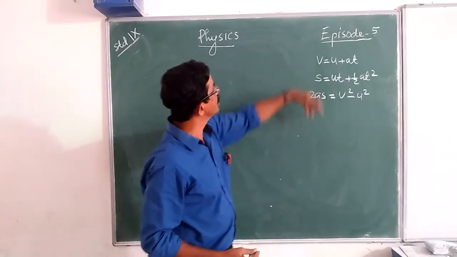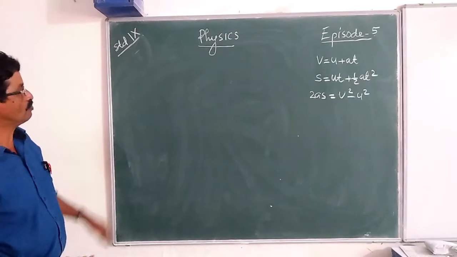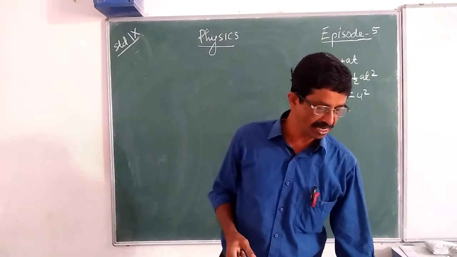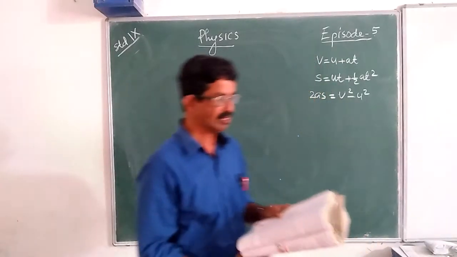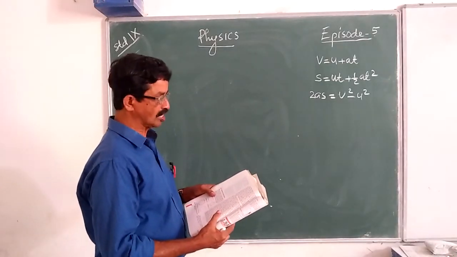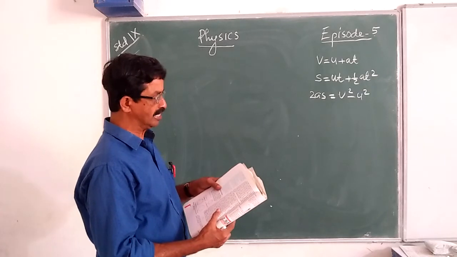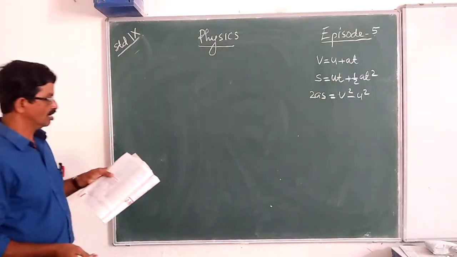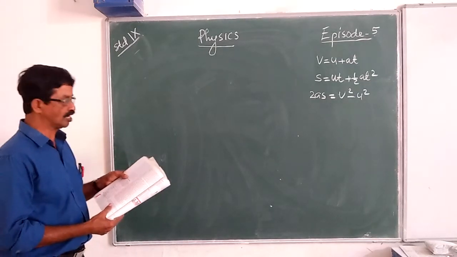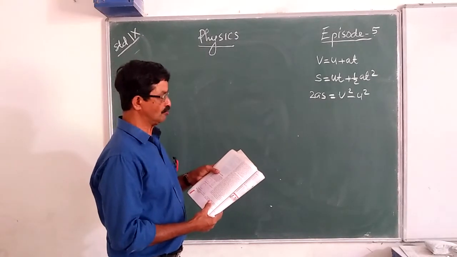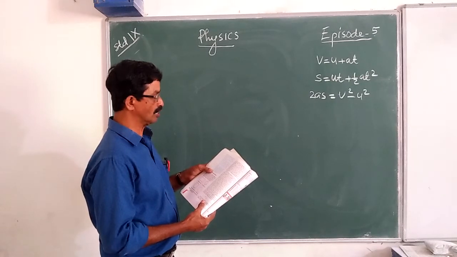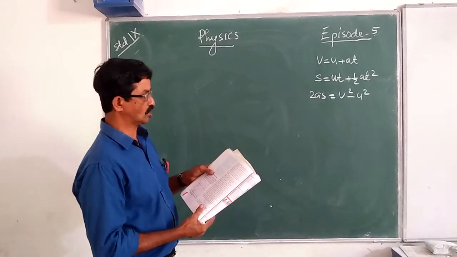With these equations, we did some problems from the text. Some more problems are also given there. Let us work them out first today. The question is that a train is traveling at a speed of 90 km per hour. Brakes are applied so as to produce a uniform acceleration of minus 0.5 meter per second square. Find how far the train will go before it is brought to rest.